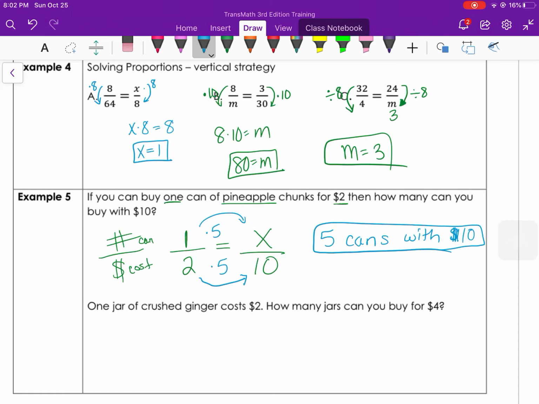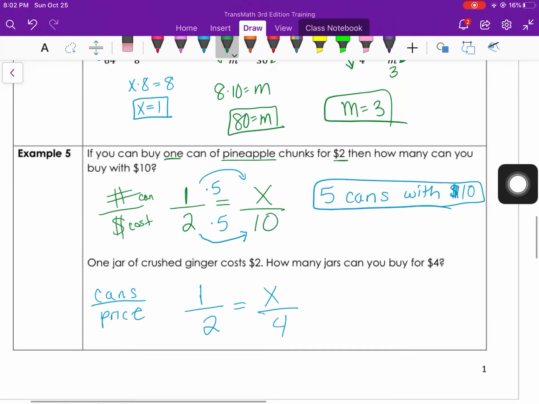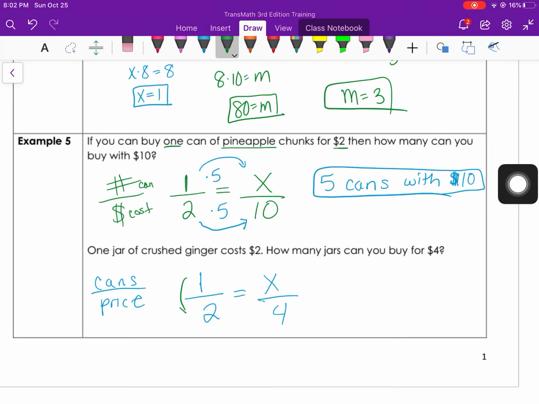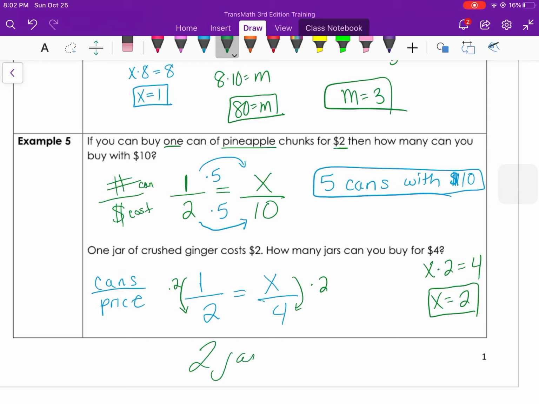One can of crushed ginger is $2. How many can you buy for $4? So again, it's number of cans for price. So 1 can costs $2. X number of cans, how many can you buy for $4? I'll solve this one with the vertical strategy this time. 1 times 2 is 2. So x times 2 is 4, which means that x has to equal 2, since 2 times 2 is 4. So that means I can buy 2 cans for $4.